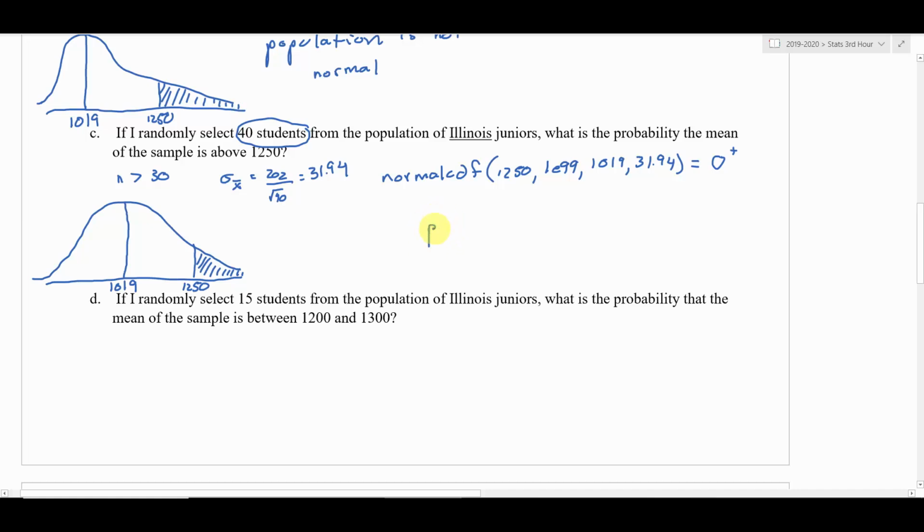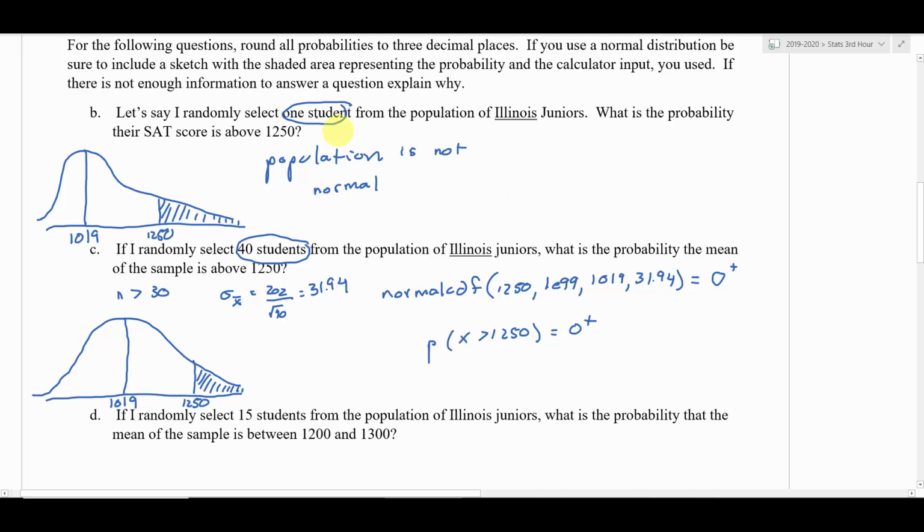And I'm going to write down my answer. I'm going to say the probability that x is greater than 1250 is equal to 0 plus, right? Where x represents the mean of this sample. So that's how we can solve a problem like that. So hopefully those two problems illustrate the difference between taking one student and 40 students. You really have to pay attention to the wording of the problem.